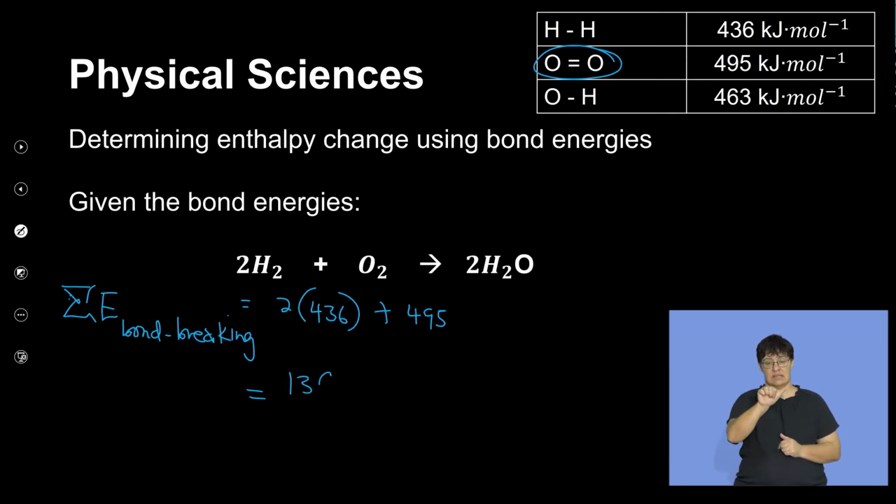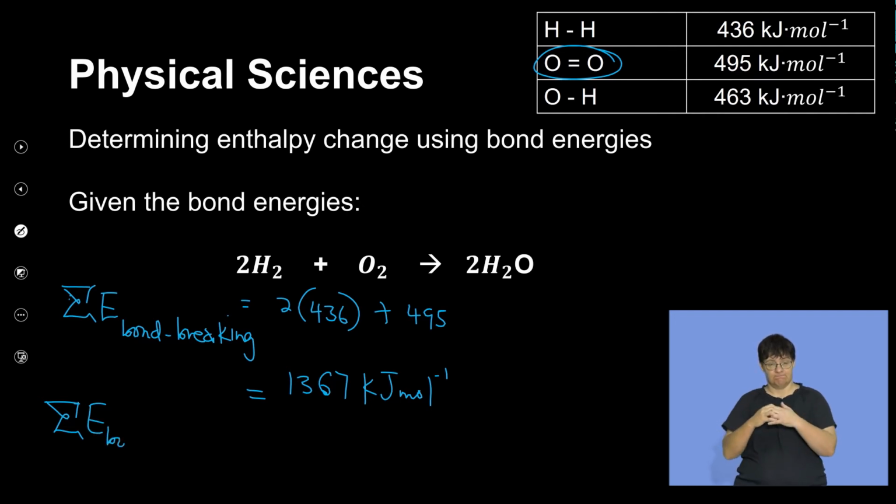1367 kilojoules per mole. And then the sum of energy for bond formation. This is the amount of energy actually that is released. It is equal to, there's 2, per molecule of water, there's actually 2 of these.